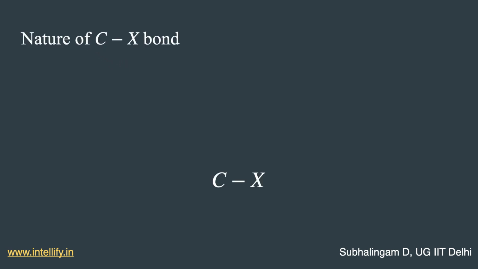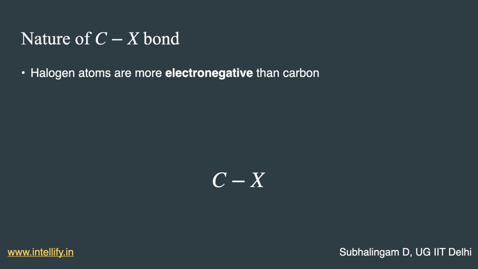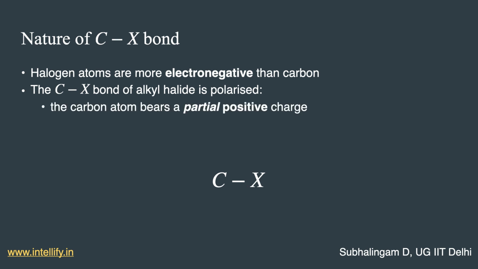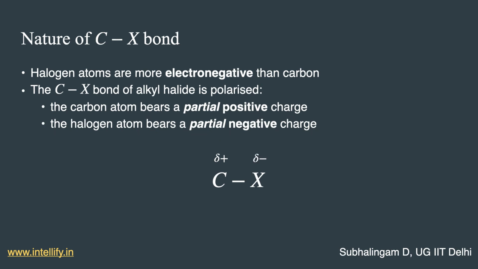Okay, let's move on to the nature of carbon halogen bond, in short CX bond. And I hope by now you could have understood what I mean by X. X is a halogen, it can be fluorine, chlorine, bromine, or iodine. So halogen atoms are more electronegative than carbon. We have learned this in periodic classification or chemical bonding. And because of this, the CX bond is polarized. So the carbon atom has a partial positive charge and the halogen atom has a partial negative charge. So this is all with what happens in a CX bond.